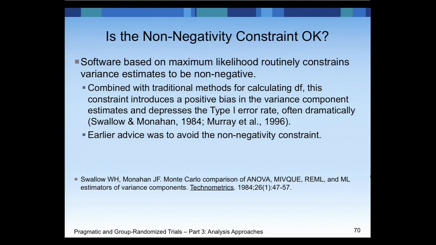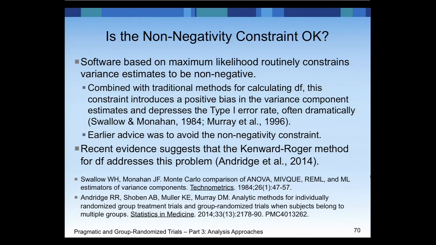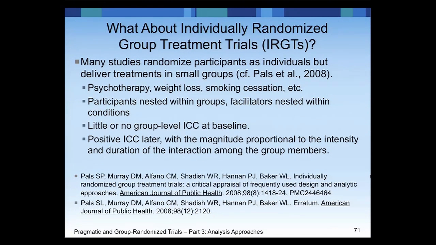So the earlier advice was to avoid the non-negativity constraint, and there are ways to do that in some of the software packages. Recent evidence suggests that use of the Kenward Roger method for degrees of freedom addresses this problem. This was shown in a paper published by Rebecca Andridge in 2014. And so if you use Kenward Roger degrees of freedom, the non-negativity constraint doesn't seem to raise the same problem that it does with regular degrees of freedom.